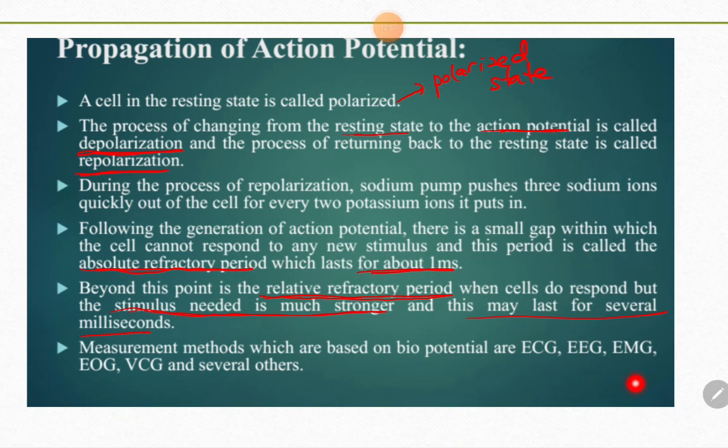Yang ni dia bagilah stimulus apa-apa pun, lepas action potential tu bagilah stimulus apa-apa pun, sel tak boleh respon, tapi sekejap je 1 millisecond, dan period ni kita panggil absolute refractory period. Okay, selepas 1 millisecond ni ada satu period dipanggil relative refractory period. Sel boleh respon tapi kena ada stimulus yang betul-betul kuat, and this may last for several milliseconds. Okay, measurement methods which are based on biopotentials are ECG, EEG, and all of this.